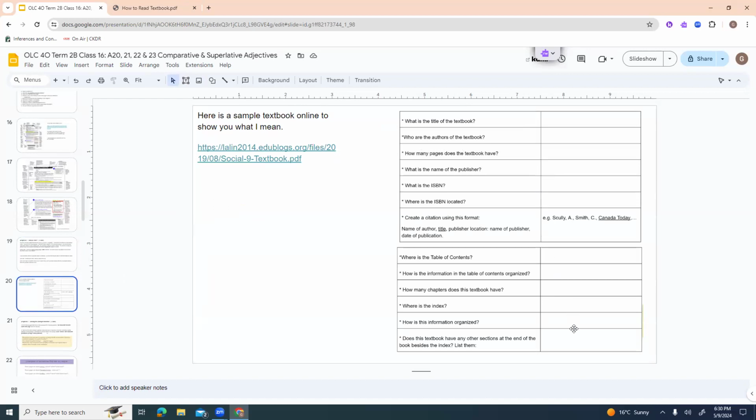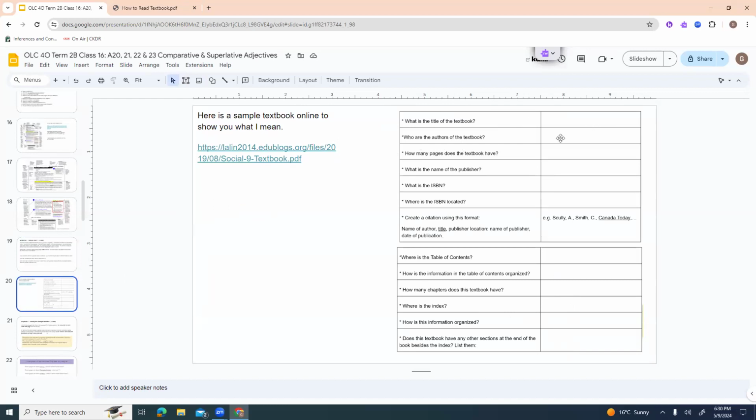Here are the questions you need to answer. And occasionally I get people saying, well, what textbook? Any textbook. It does not matter. You can use any textbook and your answers will just be based on that particular textbook. It really doesn't change things. What is the title of the textbook? And you would put that right here.